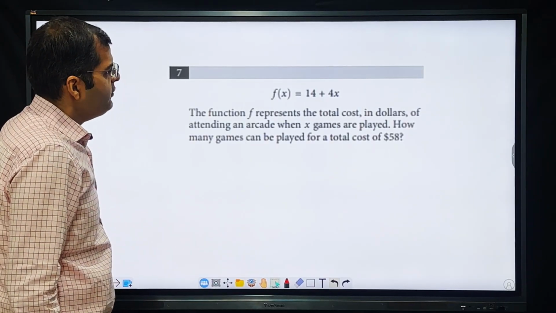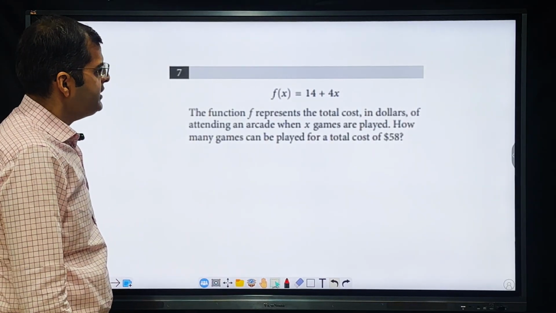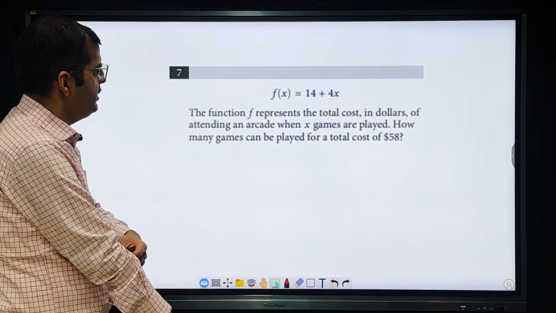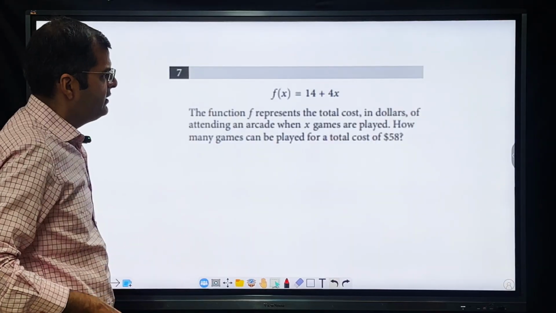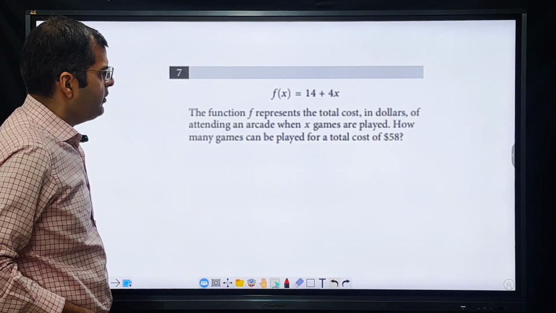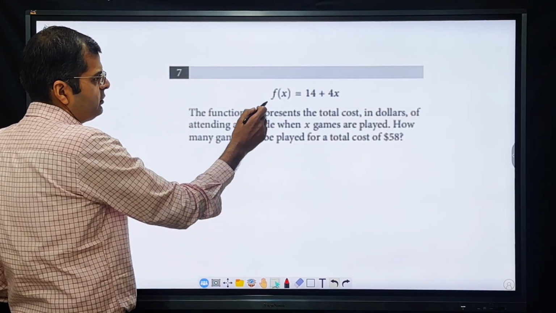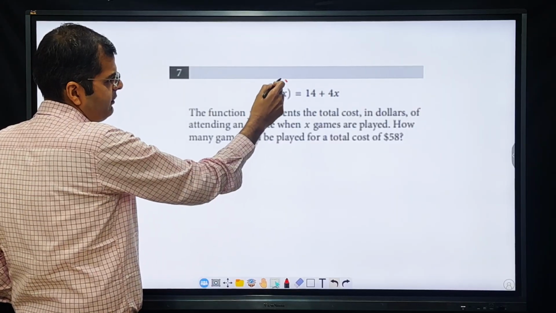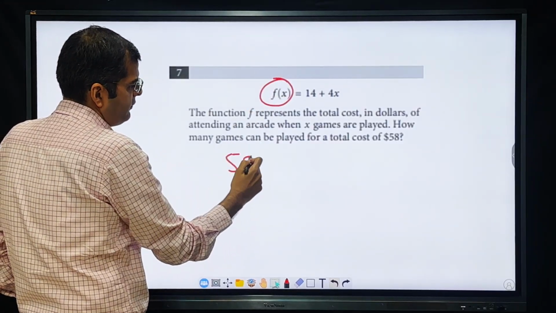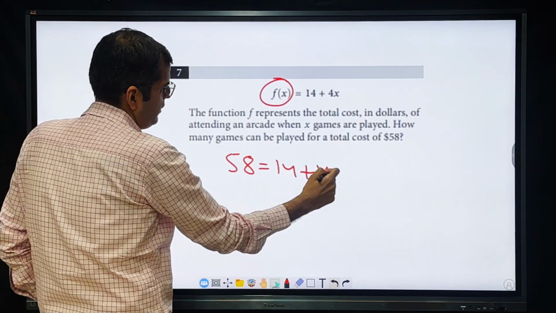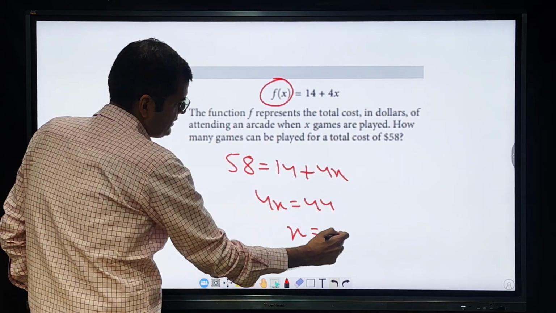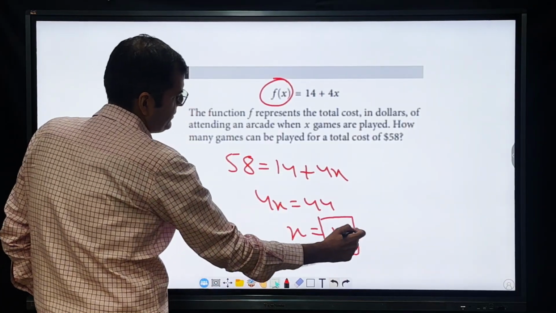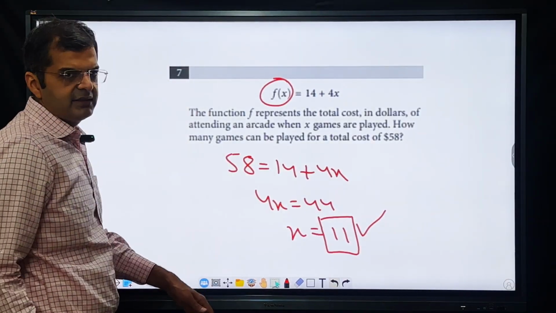This question says f of x is 14 plus 4x. The function f represents the total cost in dollars of attending an arcade when x games are played. How many games can be played for a total cost of $58? Total cost is $58. That means this f of x is 58. So 58 is equal to 14 plus 4x. So from here I conclude 4x is 44 or x is equal to 11. 11 games can be played. So 11 is the right answer here.